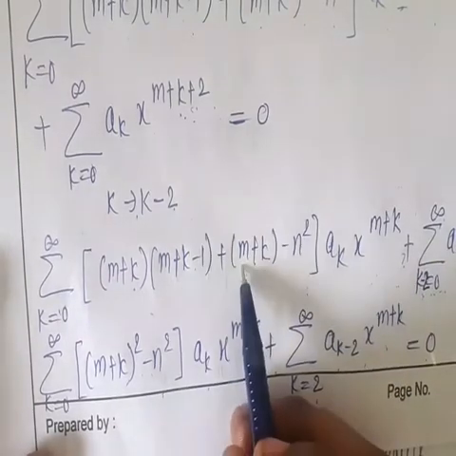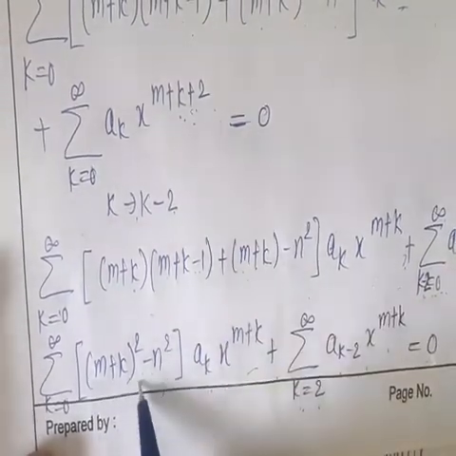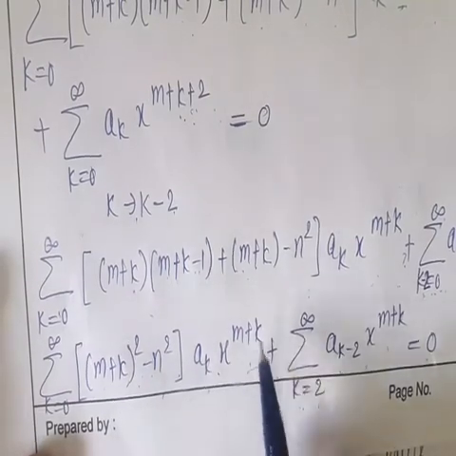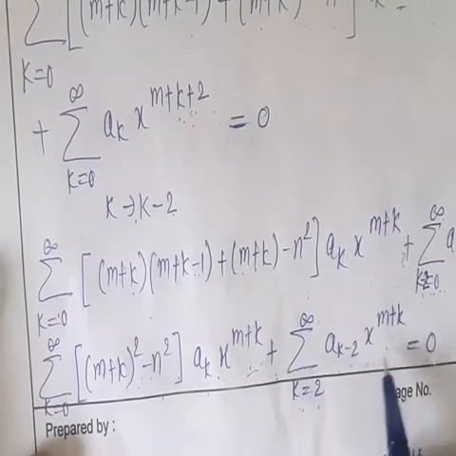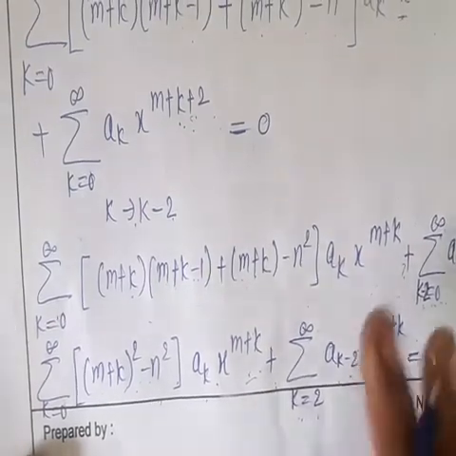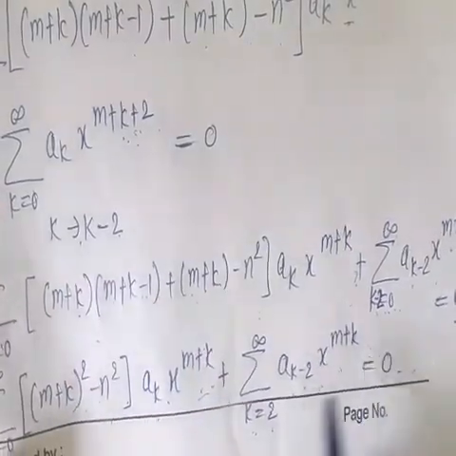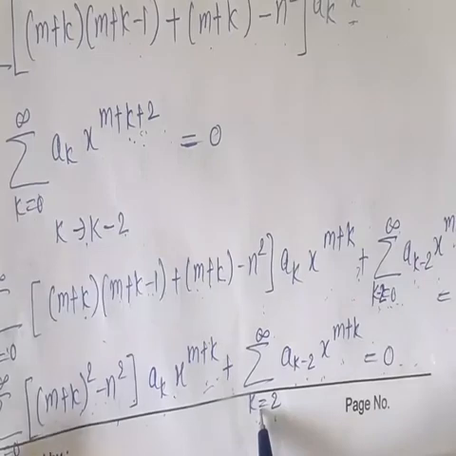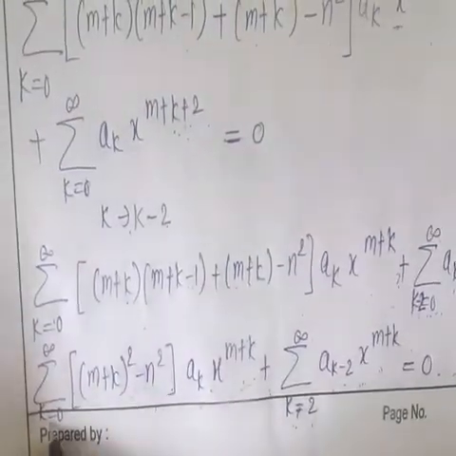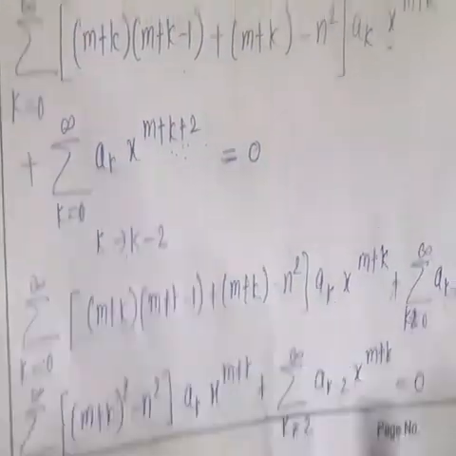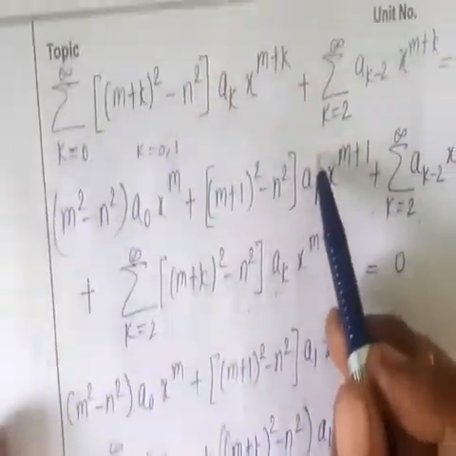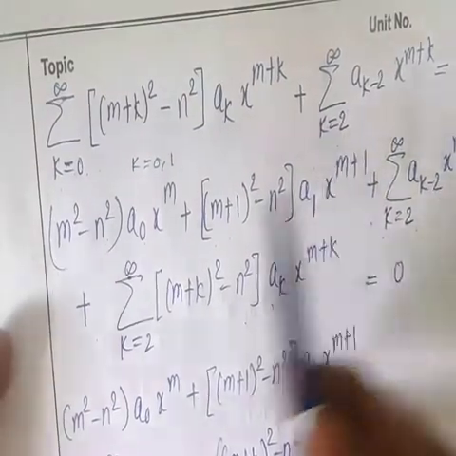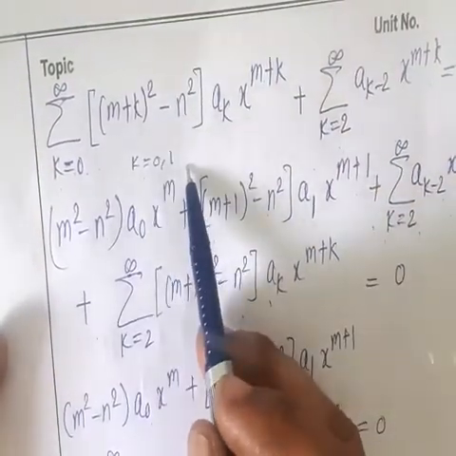So minus 1 plus 1 get cancelled, (m plus k) whole square minus n square a_k x to the power m plus k, plus summation k equal to 2 to infinity a_(k minus 2) x to the power m plus k equal to 0. Now both the powers are same, so we focus on this summation. The first summation starts from k equal to 0 and the second summation starts from k equal to 2. So k equal to 0 can be written in terms of k equal to 2. So substitute k is equal to 0 and 1 values.